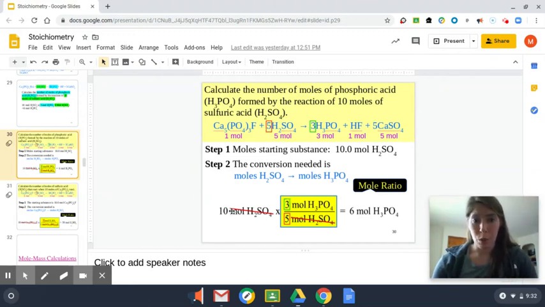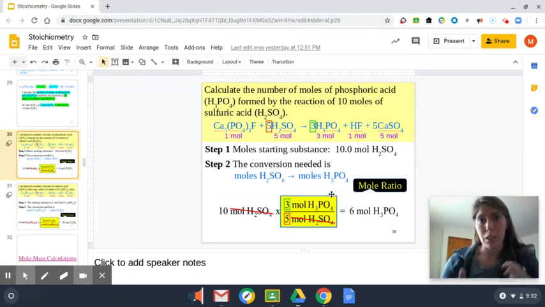So 10 mole times 3 over 5 will give you 6 mole. Now you'll notice the red lines crossing out. I'm crossing out my like terms, okay? If I'm crossing out my like terms, then I'm only left with the desired substance, okay? So that's why we have to worry about our units being in the right place. So 10 times 3 over 5 is going to give you 6 moles of phosphoric acid, okay? And that is that problem broken down into its 2 steps.